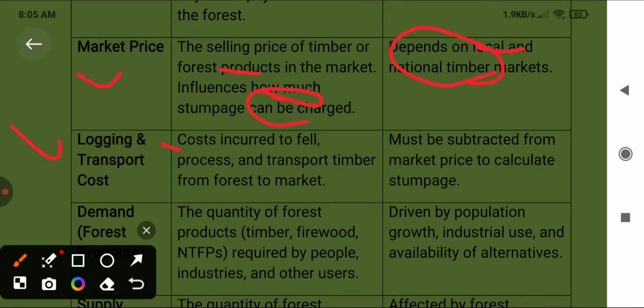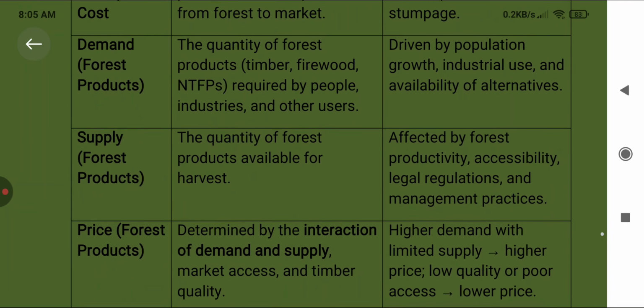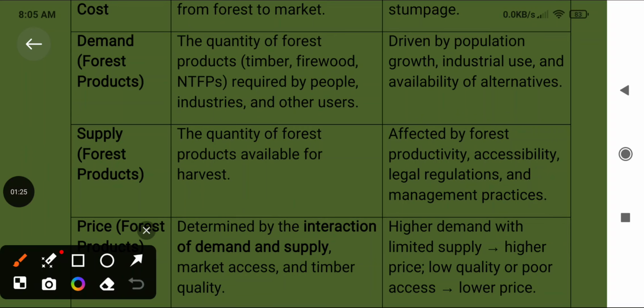Cost: the costs incurred to fell, process and transport timber from the forest to the market must be subtracted from the market price to calculate stumpage. And demand, look at this demand.